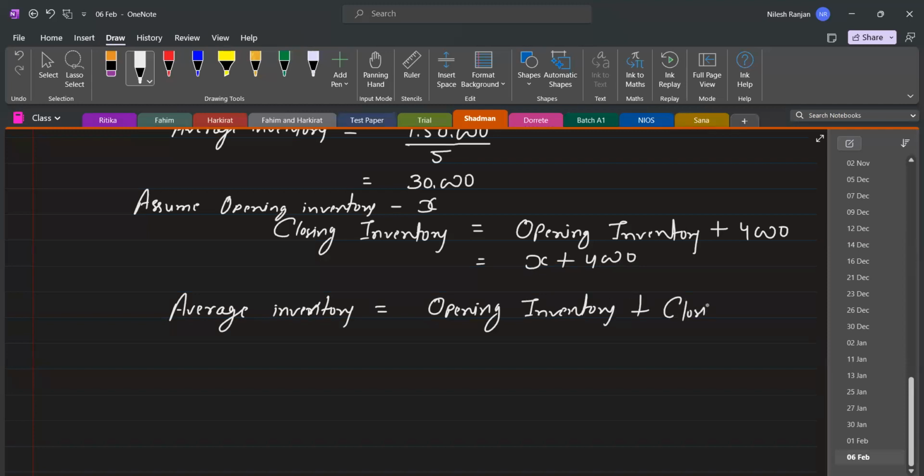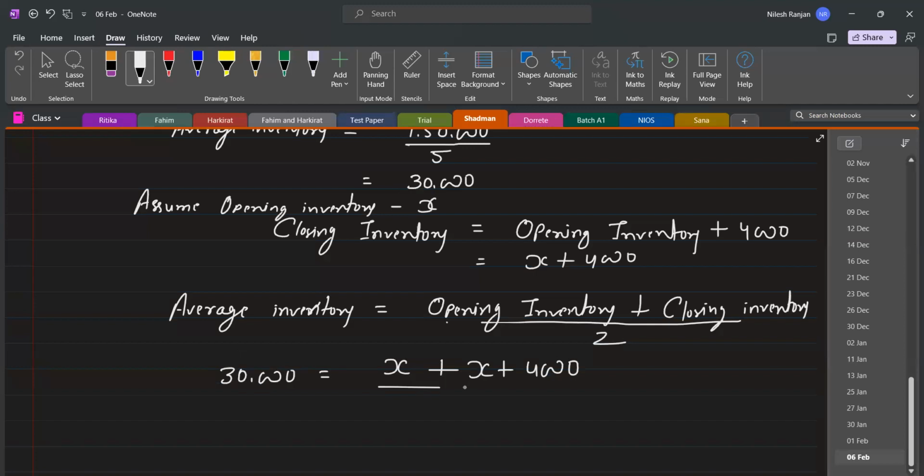Plus closing inventory divided by 2. Average inventory we have already calculated. It is 30,000. Here you can see 30,000 average inventory equals opening inventory, which we have assumed as X, plus closing inventory, X plus 4,000, divided by 2. Now 30,000 into 2, 60,000, because cross multiplication is done. Whenever this is written like this, 1 will be multiplied with this part and 30,000 with 2.